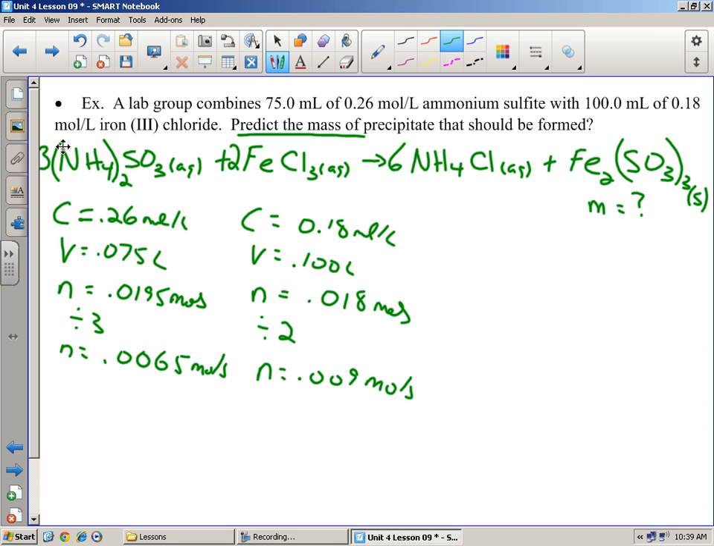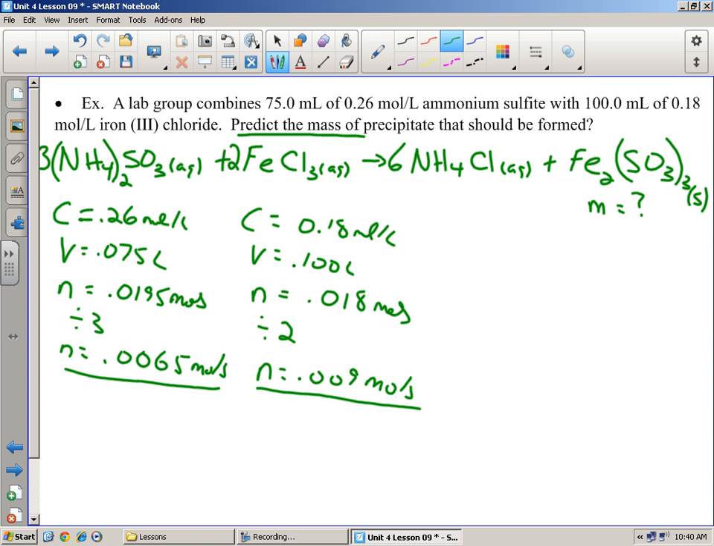So this is my 1-to-1 ratio. If these were reacting in a 1-to-1, those would be the number of moles I'd have there for each one of those reactants. So which one's going to run out first, the 0.0065 or the 0.009? This sometimes gets confusing for you guys. So this one here, 0.0065, is less than 0.009, yes?